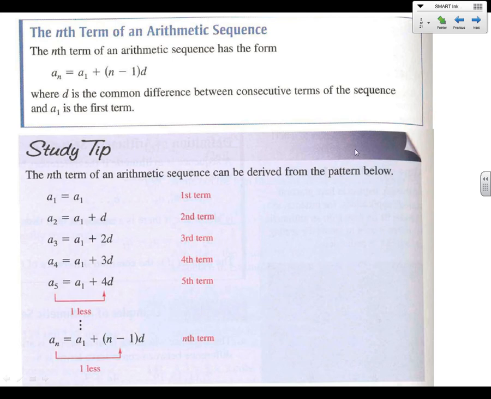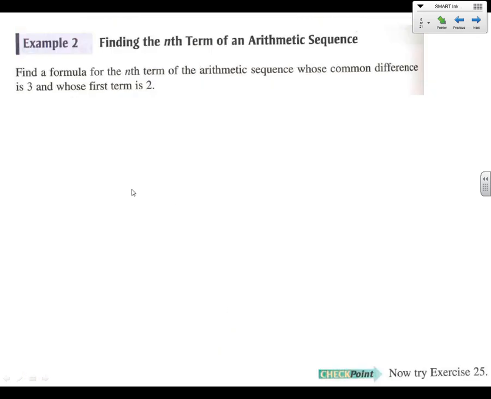So let's see if we can do a problem here and see if that makes sense. Just a study tip, this was in the book, I kind of like this here. A2 is going to be A1 plus 1D. A3 is going to be A1 plus 2D, right? A5, A1 plus 4D. So we can see why it's always 1 less here than the n. So let's plug this in, find a formula for the nth term of the arithmetic sequence whose common difference, I'm going to write D is 3, and the first term, A1, is 2. So let's just plug it straight into our formula.